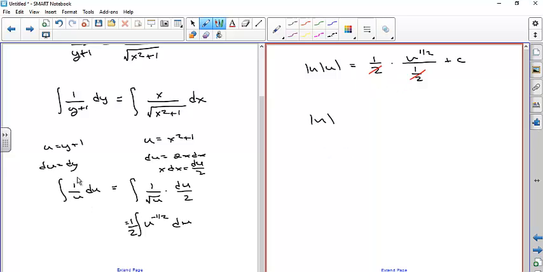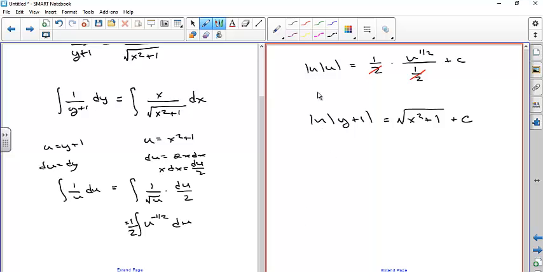And then we can plug u back in. So on the left-hand side, we get the natural log of y plus 1, and on the right-hand side, we get u, which is x squared plus 1 to the 1/2, but that's the same as the square root, so we get the square root of x squared plus 1 plus c.